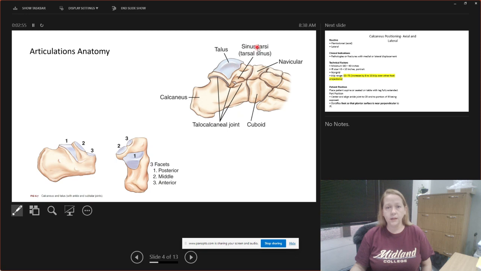Here we can see the bones a little bit better. The cuboid, which is anterior to the calcaneus, and then you have the talus. This whole bone right here is the talus, which is superior to the calcaneus. And right up in here is the sinus tarsi. It's just a little groove, a little divot. And over here you see the navicular bone, which is beside the cuboid bone.